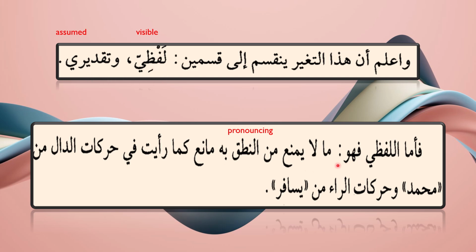So the author explains what the lafziyu, the visible haraka, is: that which is not prohibited from pronouncing. You can pronounce it because you see it with your own eyes on the last letter. For example, you saw the damatain on Muhammad, you saw the fatha or the kasra on the last letter of dal, and in the present tense you saw the dhamma, the fatha, and the sukun over the last letter ra. So this is what is called lafziyu, seen with your own eyes.